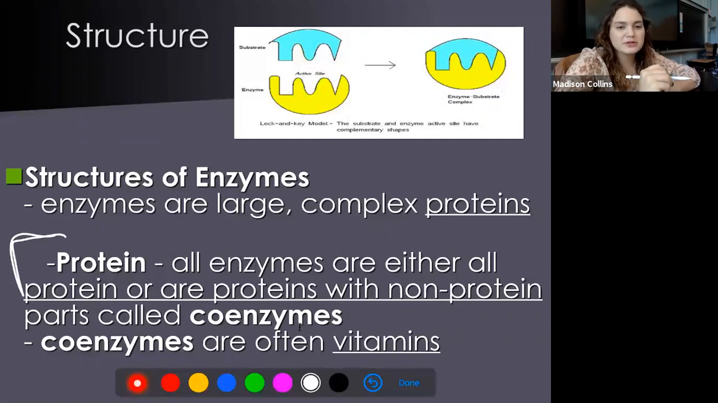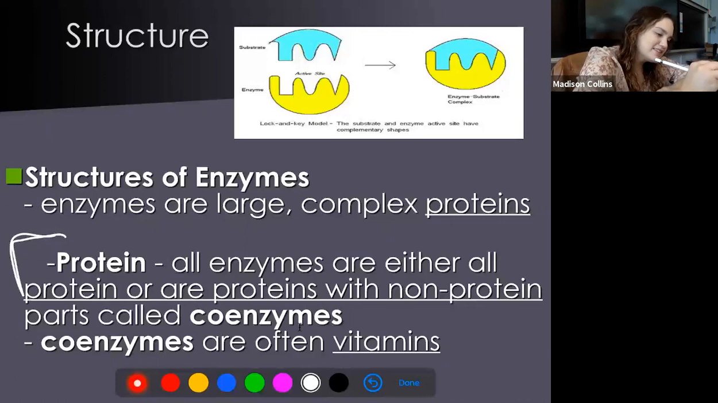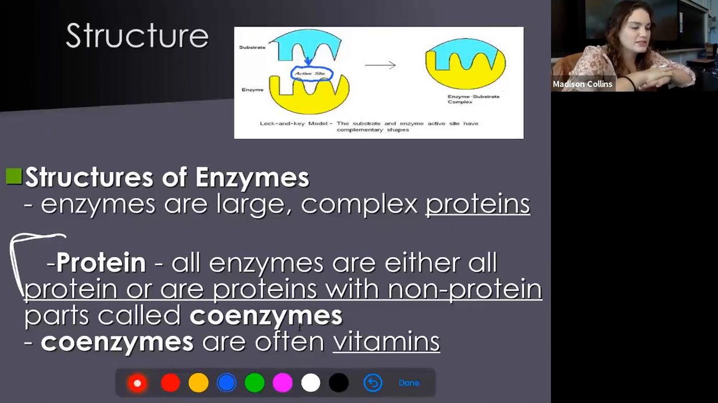I don't believe this picture is on your notes, but it wouldn't be a bad idea to look at this image and take a screenshot of it because you will be using it again. In this picture, we have a substrate and an enzyme. On this enzyme, there's something called an active site, and that active site is where the substrate is going to settle down into.